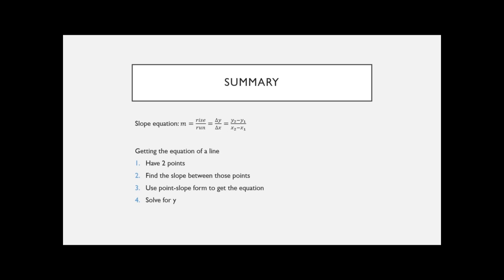And then to summarize slope, our equation is m equals rise over run, change in y over change in x, or y2 minus y1 over x2 minus x1. And then to get the equation of a line, so that's what you're going to have to do on the homework, on quizzes. First, you need to have 2 ordered pairs. You need to find the slope between those points. Then you use point-slope form to get the equation, and then you solve for y. So it's essentially a 4-step process. Now, if you are given the slope, then you can skip steps 1 and 2, and you can go straight to point-slope form and then solve for y.